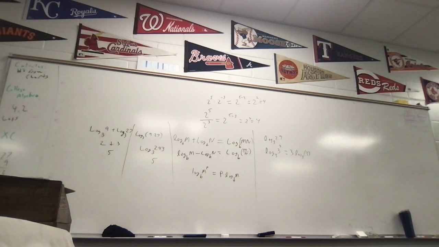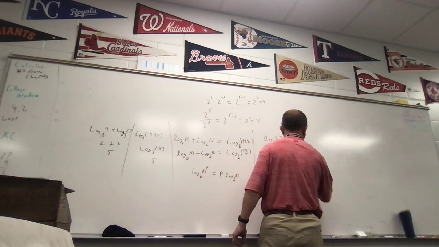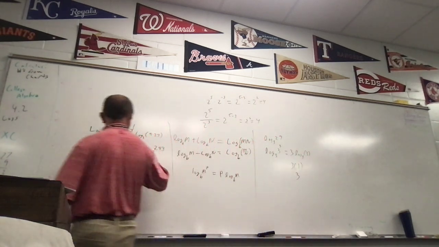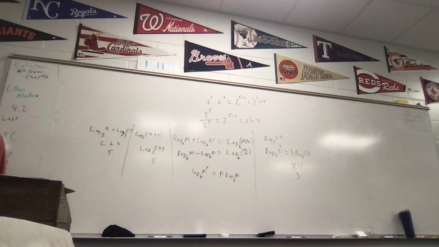So, what is the log base 3 of 3? 1, very good. So, we get 3 times 1, which is 3. And that's what we said over here earlier, right? That the log base 3 of 27 was 3. So it's just a different way of looking at it.